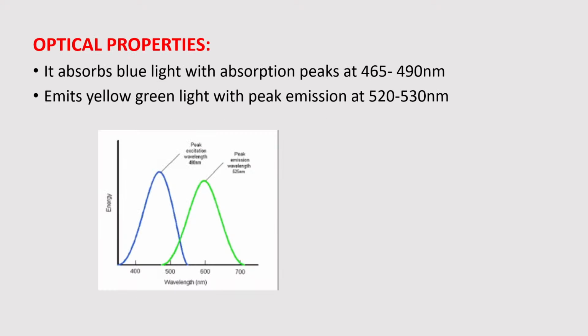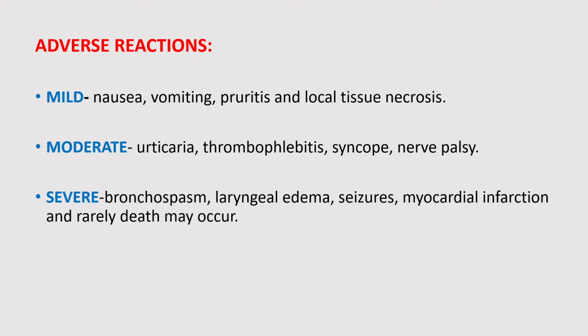Optical properties. It absorbs blue light with absorption peaks at 465 to 490 nanometers and emits yellow-green light with a peak emission of 520 to 530 nanometers. Adverse reactions. In mild cases, nausea, vomiting, pruritus, and local tissue necrosis we can see. In moderate, urticaria, thrombophlebitis, syncope, and nerve palsy. In severe cases, bronchospasm, laryngeal edema, seizures, myocardial infarction, and rarely death may occur.